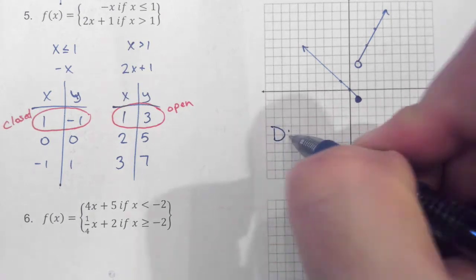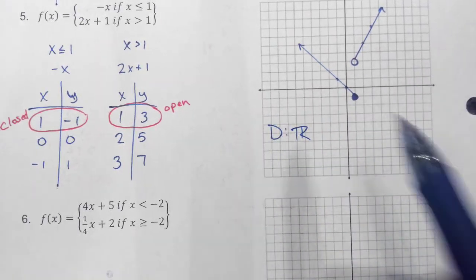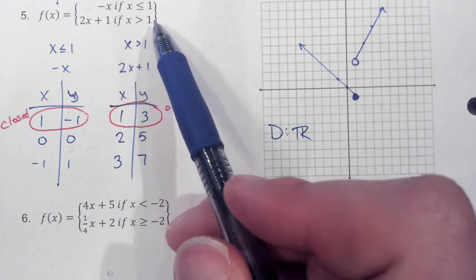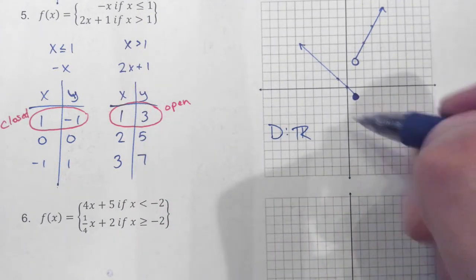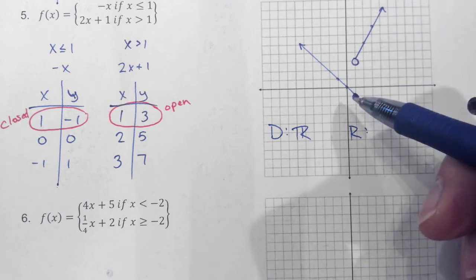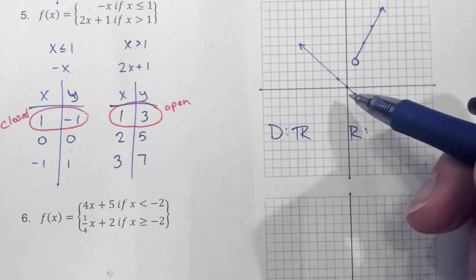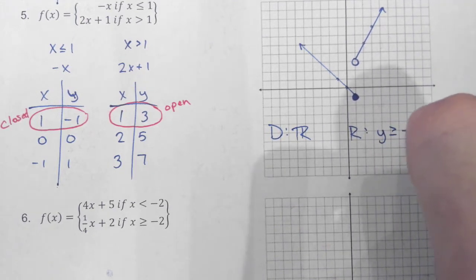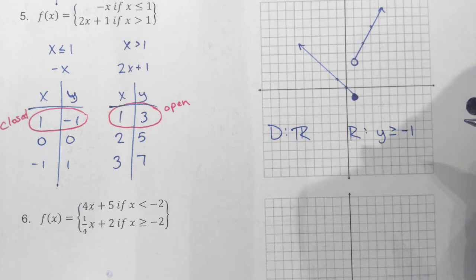What's the domain? Again, my domain is typically going to be all real numbers because I can pick anything less than or equal to 1. I can also pick anything bigger than 1. That's all the numbers. My range, it's here and above. So what is that y value? That's negative. So it's everything above and equal to -1.